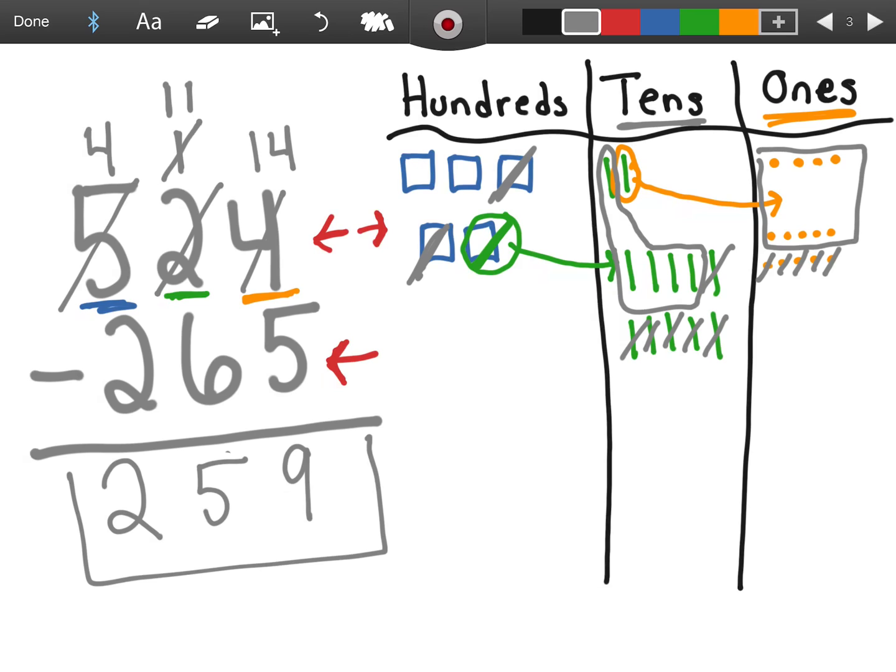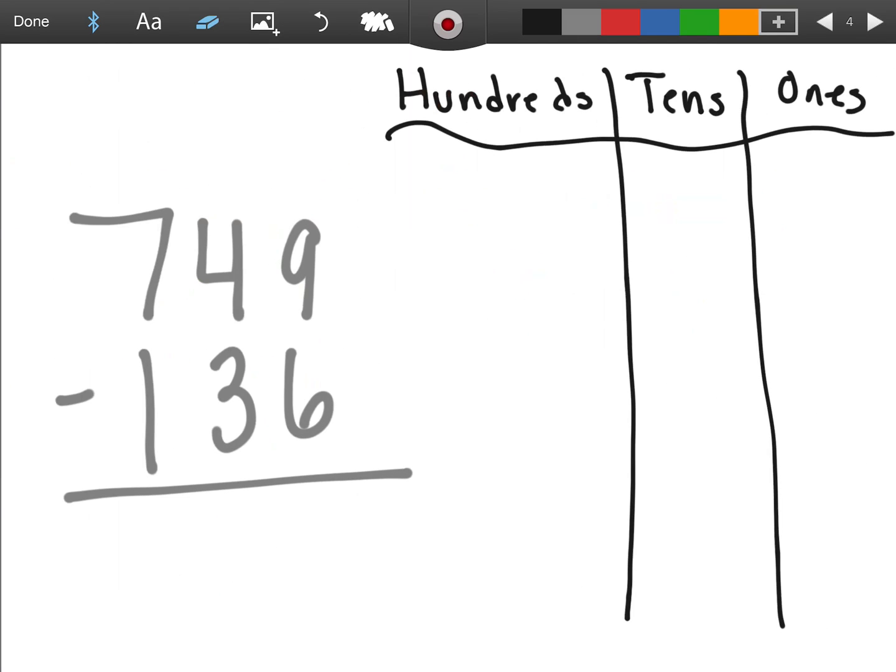So second grade, we could see that we regrouped both in the ones and the tens in this problem, and it was needed to solve this problem. Let's move on to a new one. So this one we have 749 minus 136.